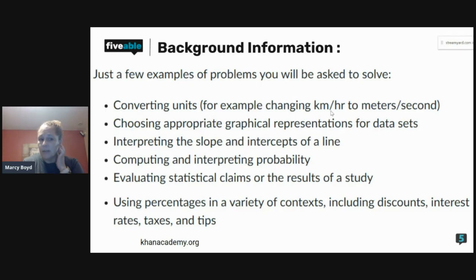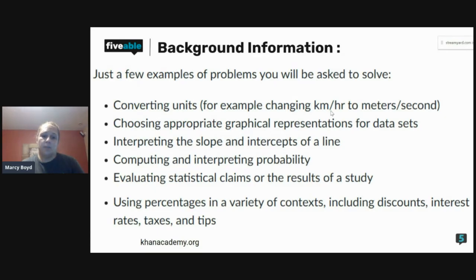Along with that, we'll be talking about problems with computing as well as interpreting probability. Some of those involve problems where we're given the information in a table. Evaluating statistical claims or the results of a study. So a claim might be given to us and we might be asked, how confident are we in accepting this as an output? Or a study was done. Was the data collected randomly enough? Was it information that we can trust? Were there enough in that population sample to make us feel confident with the result?